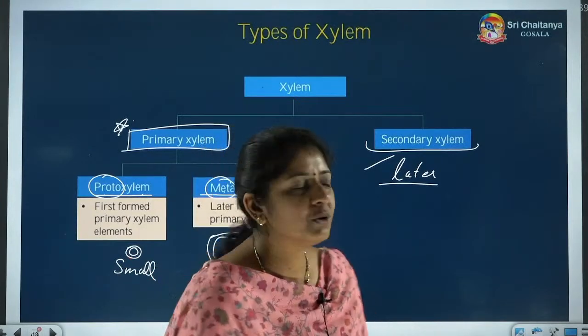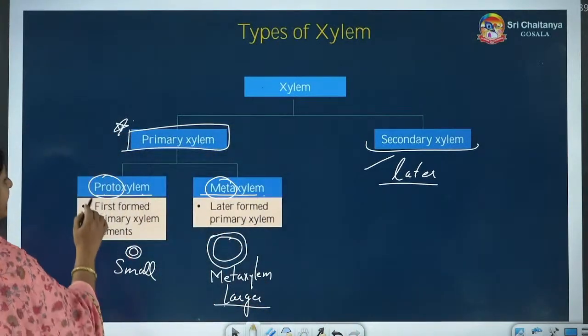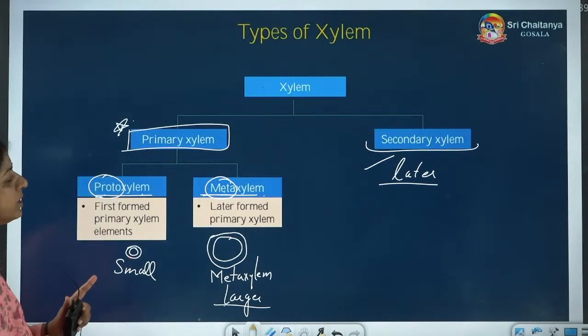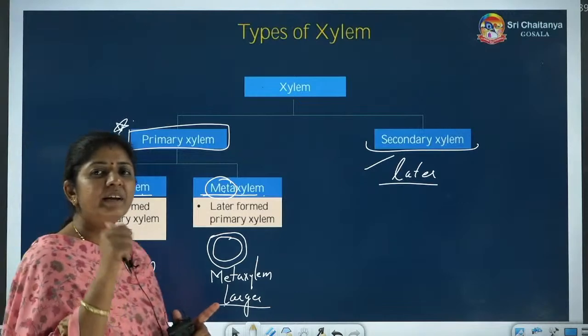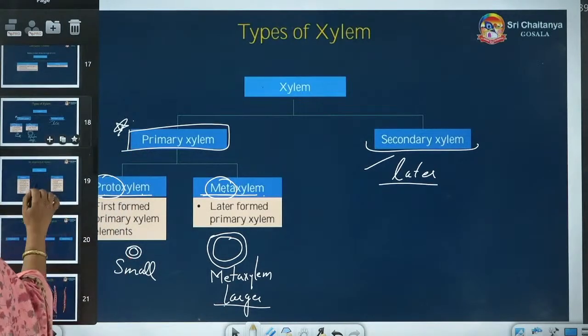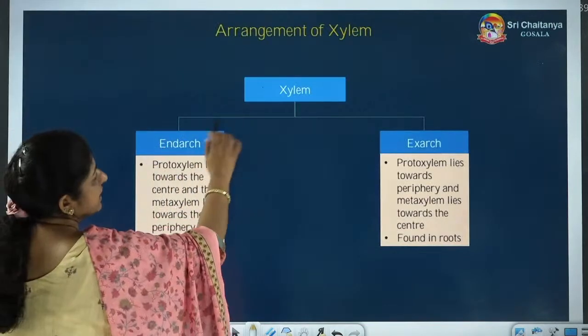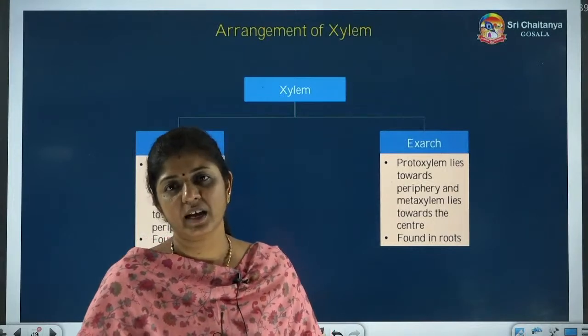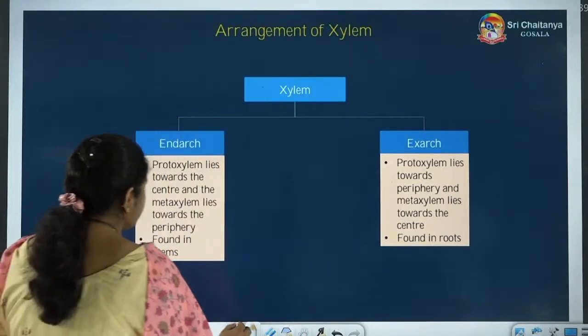Okay, great. So here we have protoxylem and metaxylem, that is in primary xylem. Now coming to two terms, exarch and endarch. These two terms are related to xylem. New terms, endarch and exarch. Now what do you mean by endarch?